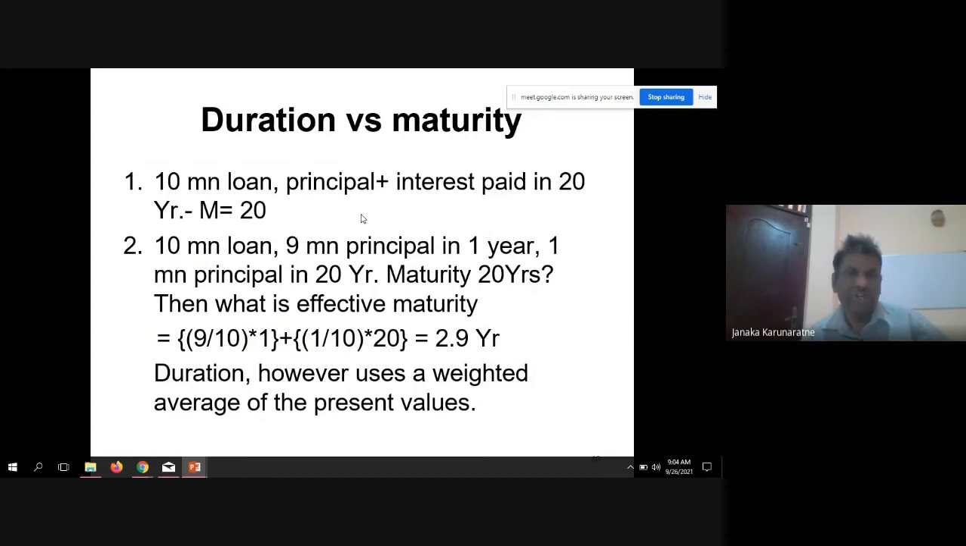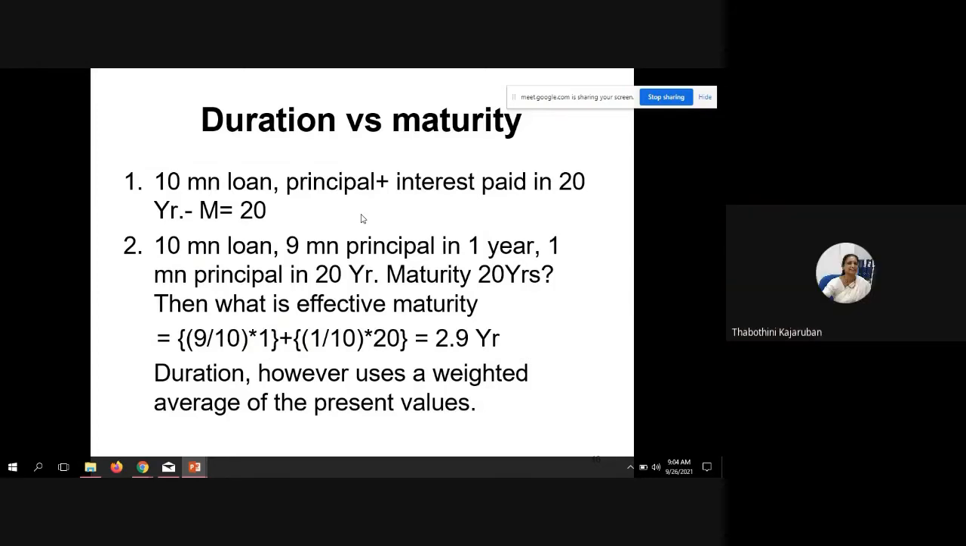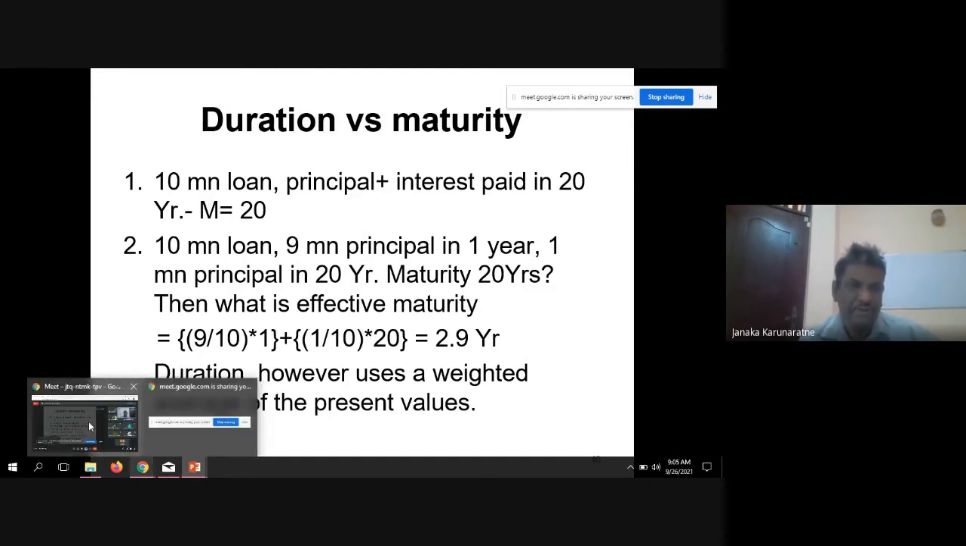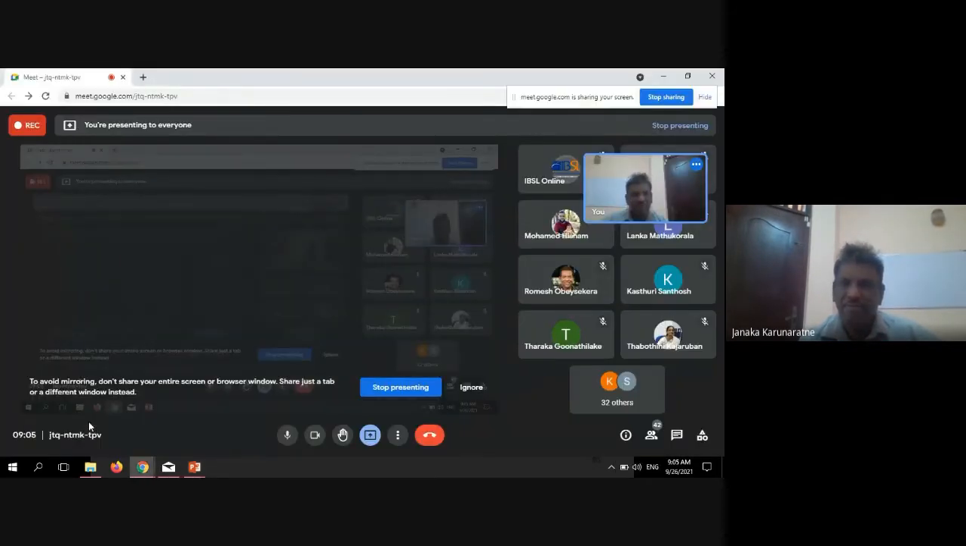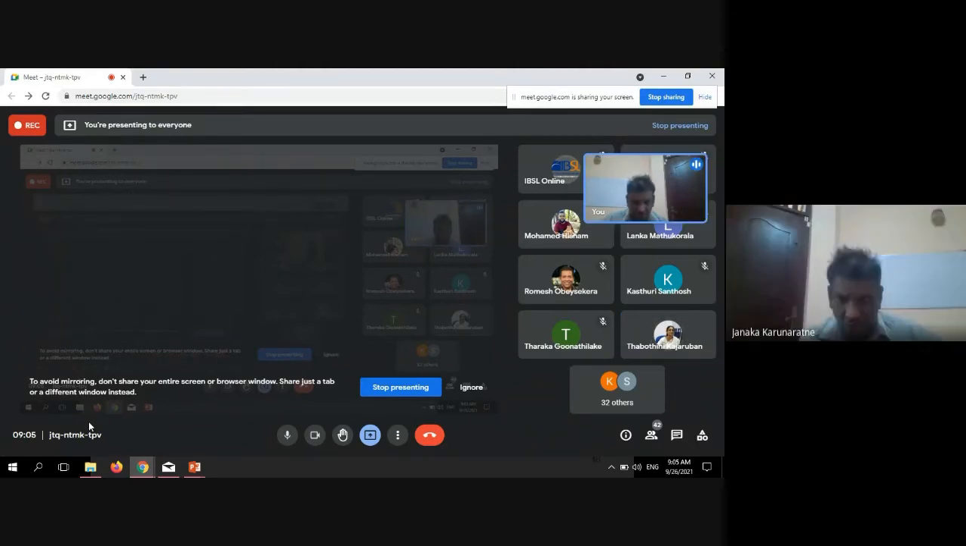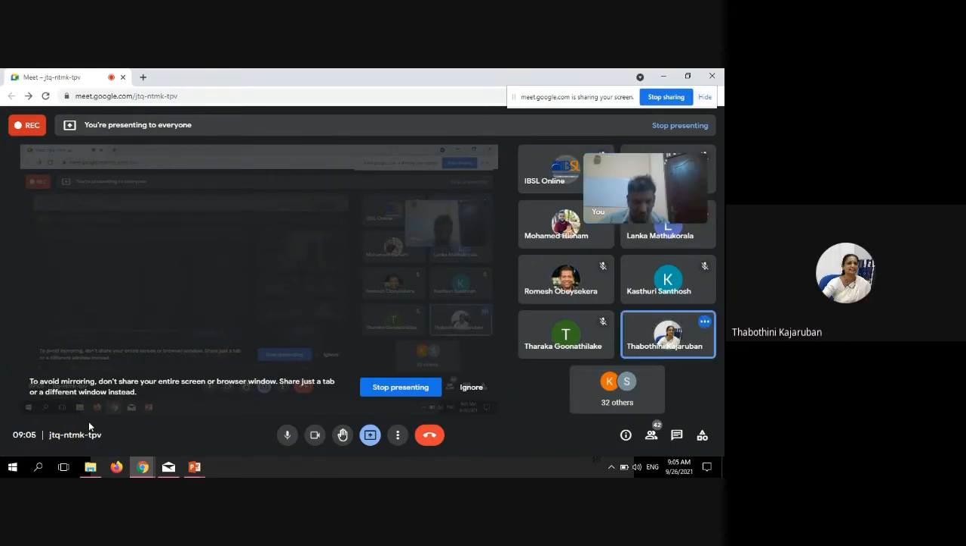So what is the maturity of the loan? In 20 years. So maturity is 20 years basically. So what is the duration? Can someone work out the duration? Duration is also 20 years.